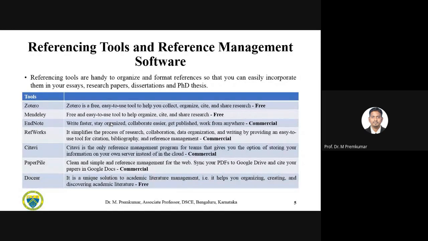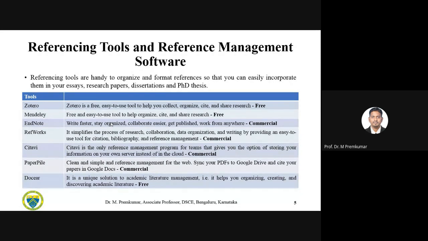But the other tools like EndNote, RefWorks, Cite, and Paperpile are all commercial tools. Out of all these tools, EndNote is the 100% perfect tool for citations or reference management, but it is purely commercial. If you want to buy it, you have to pay around $160 per year. Initially, for one month they give it free of cost. If anyone is interested in EndNote, you can download it and use it.